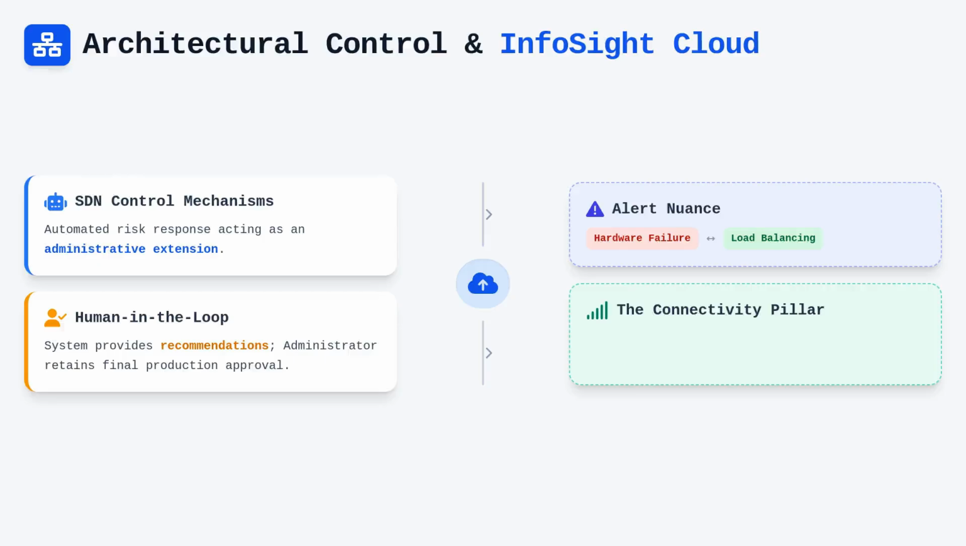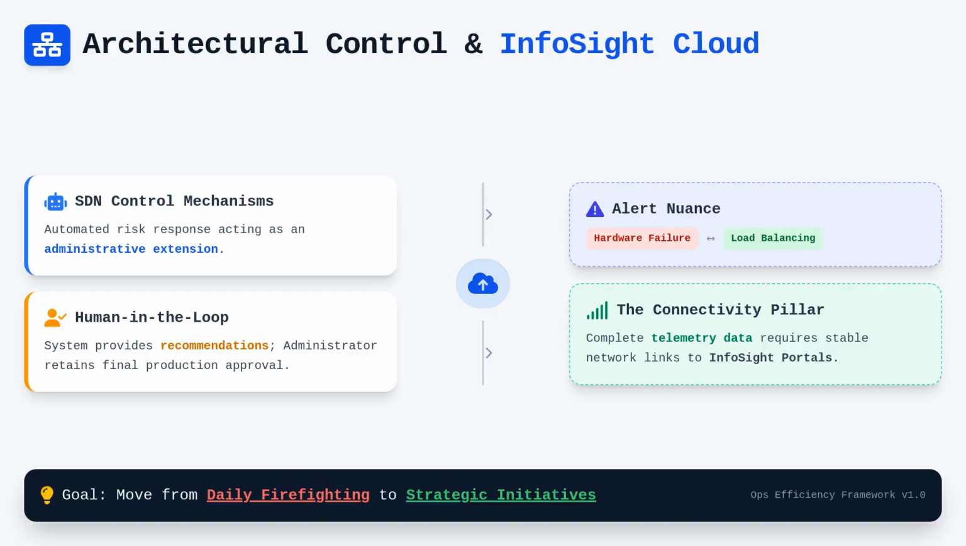The platform effectively abstracts the complexity of data center management, allowing you to focus on strategic initiatives rather than daily firefighting of hardware anomalies. Successful implementation depends on the completeness of the telemetry data being transmitted, which necessitates robust, stable network connectivity between your local infrastructure and the InfoSight cloud portals.